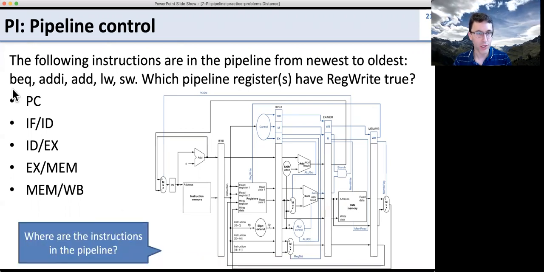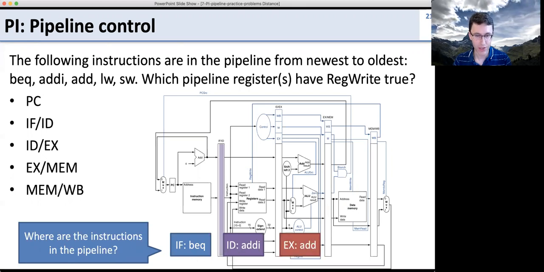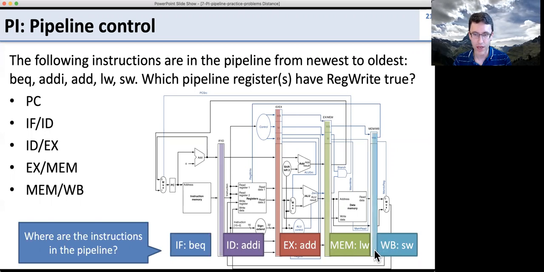So first, where are the instructions in the pipeline? We've got these here. In instruction fetch, we have branch equal. In the next stage, instruction dispatch, we have addi. In execute, we have add. So these two instructions are now stored in these pipeline registers. And in memory, we have load word, which is stored in that register. And in the last stage, we have store word, which is stored in the write back.